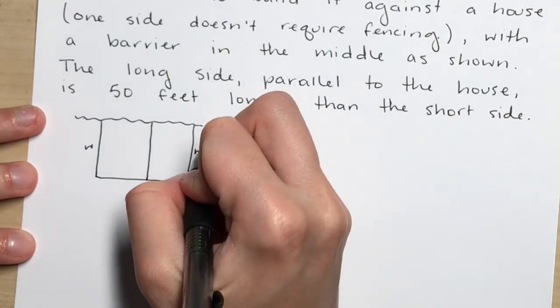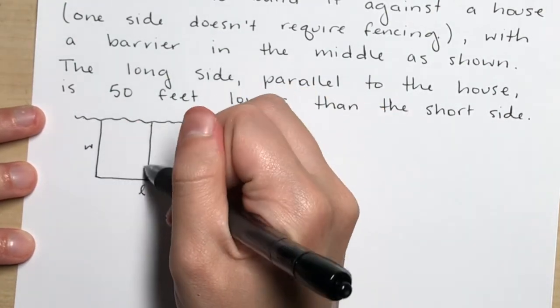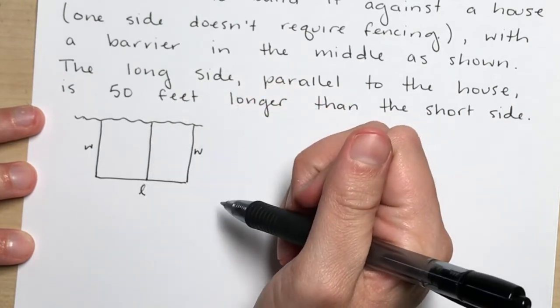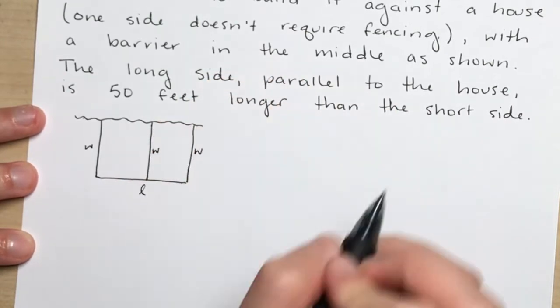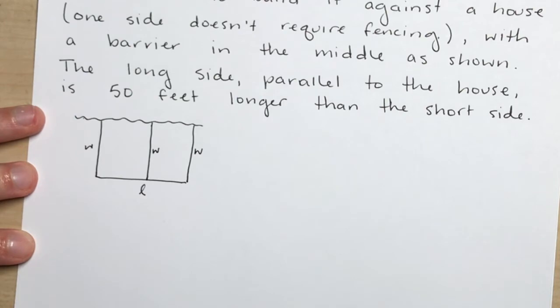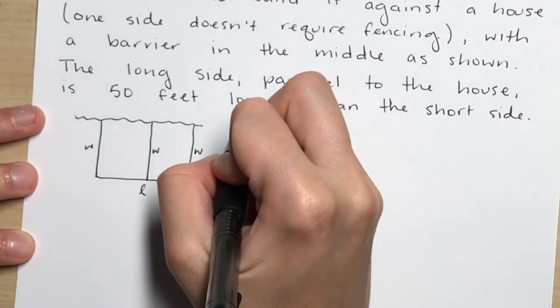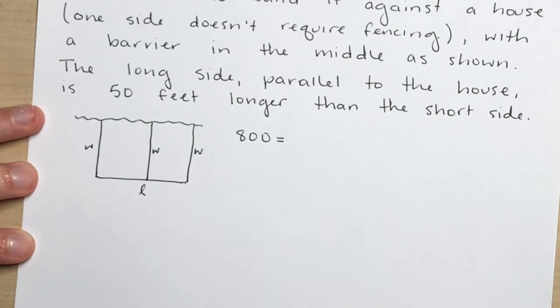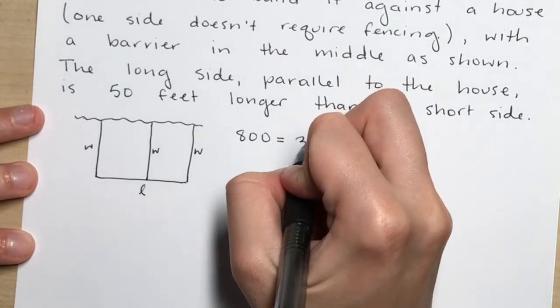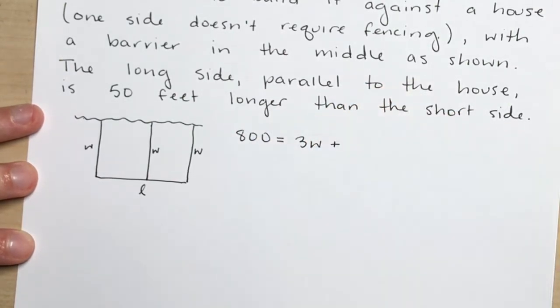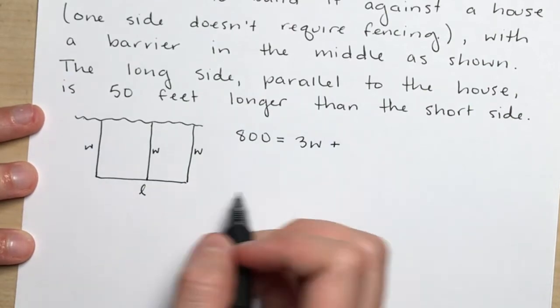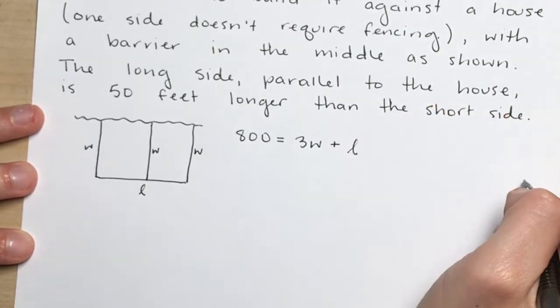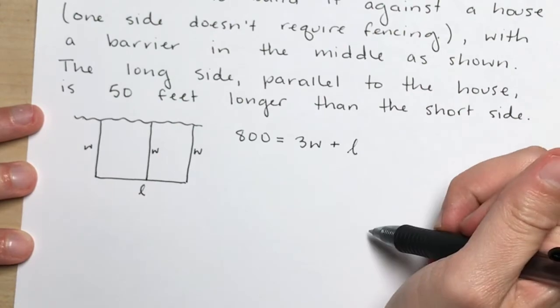Well, we know, of course, all the way across is going to be W, and then this length is going to be what? W as well. So how can we write this? We know we have 800 feet. How many W's do we have? 3. How many lengths, how many L's do we have? Just 1. All right, that's one of our equations.